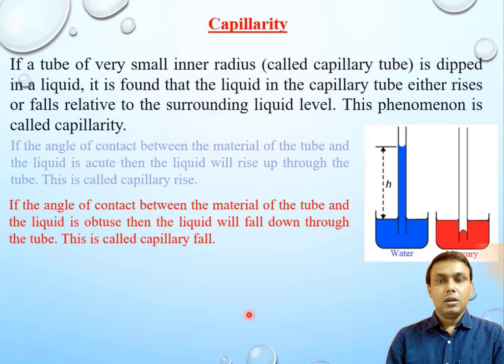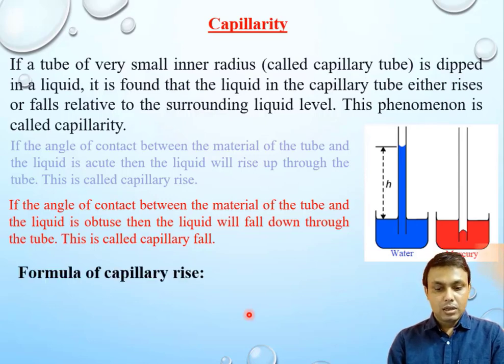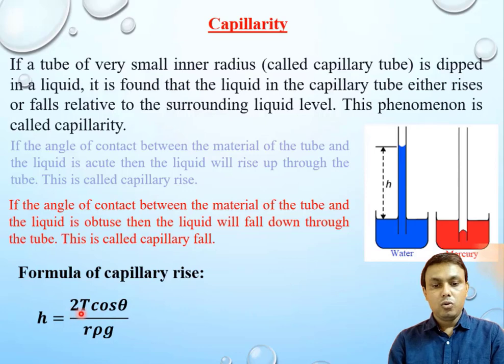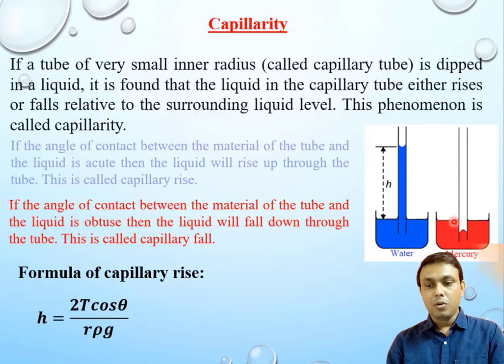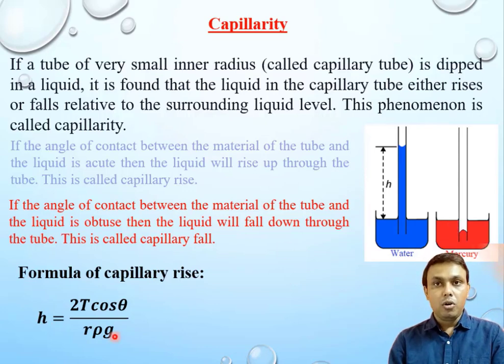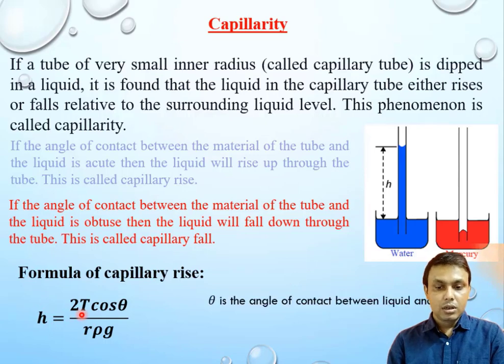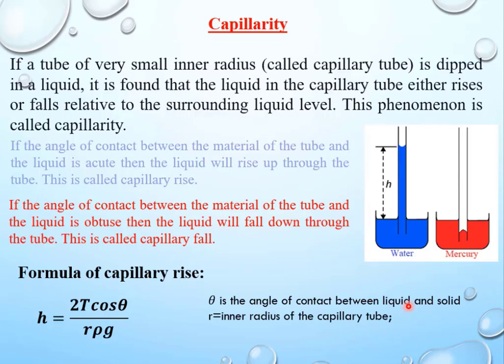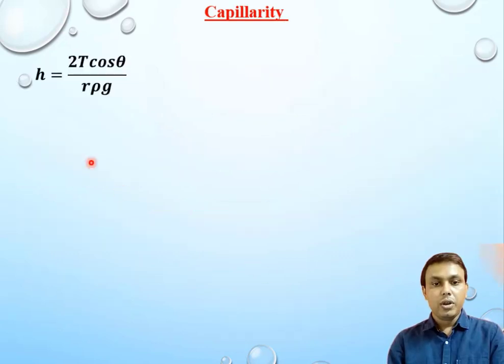Now the formula for the capillary rise is given by h equal to 2T cos theta over r rho g. h also may be the amount of capillary fall. I am not deriving this formula because it is beyond your syllabus. Here h is the height of the capillary rise, T is the surface tension, theta is the angle of contact between the liquid and solid, r is the inner radius of the capillary tube, rho is the density of the liquid, and g is the acceleration due to gravity. So we are getting h equal to 2T cos theta over r rho g.